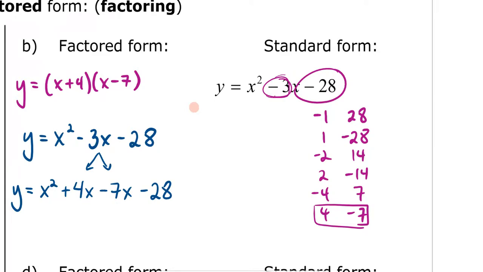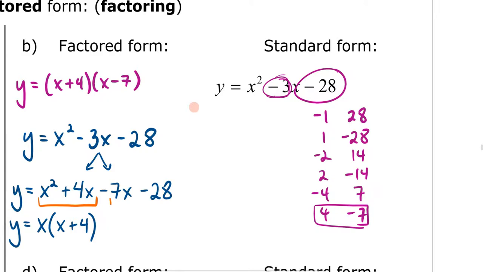Okay, and what we're doing next is some common factoring, right? So you common factor the first two terms. What's the common factor? It's going to be x. So I factor out an x. Y equals x, and I would have x plus 4, right? Because x times x is x squared, and then x times 4 is 4x.